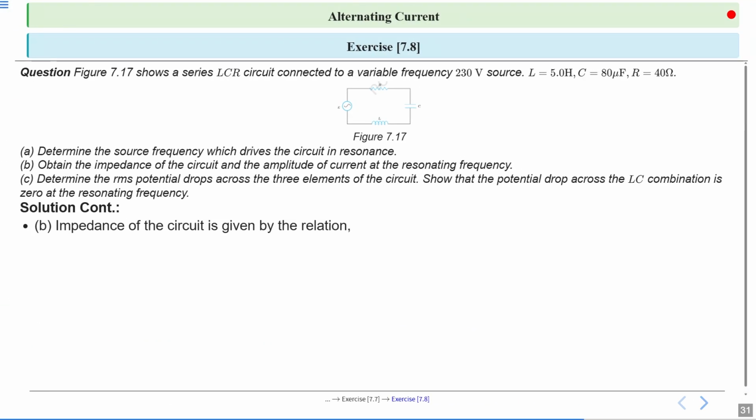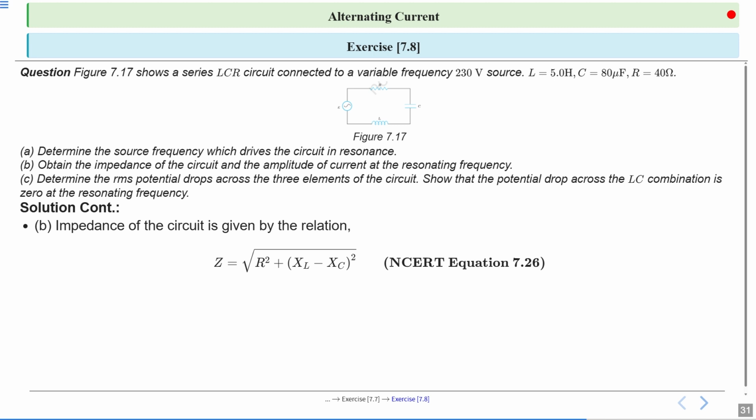Okay, B part. Impedance of the circuit is given by the relation Z equal to root R square plus (XL minus XC) square. So we have to calculate the impedance and amplitude of the current at resonant frequency. At omega naught we have to calculate the Im and Z. So Z is equal to root R square plus (XL minus XC) square.